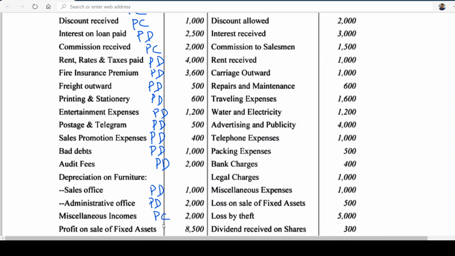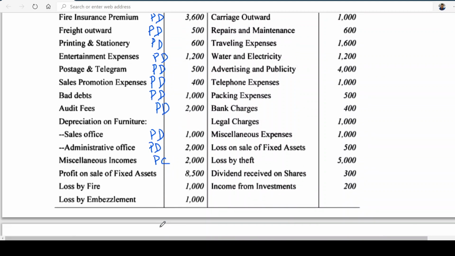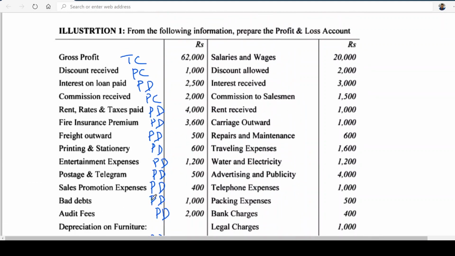Miscellaneous income: profit and loss account, credit side. Profit on sale of fixed assets: profit and loss account, credit side. Loss by fire: profit and loss account, debit side. Loss by embezzlement, theft or misappropriation, misuse: profit and loss account, debit side.